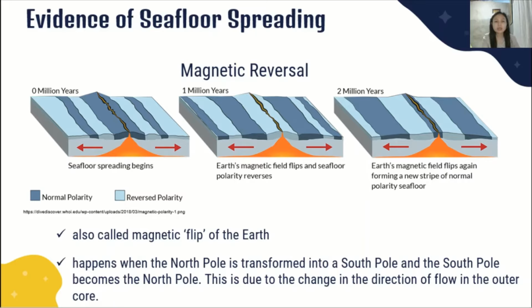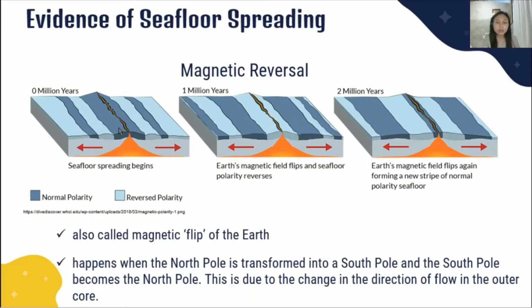In our discussion about the layers of the Earth, the outer core is said to be liquid and it flows. Since it is liquid, it is composed of liquid iron and nickel. Because of that ability, it generates our magnetic field. Since there will be a change in the flow in the outer core, our magnetic field will experience changes also. That is called magnetic reversal.